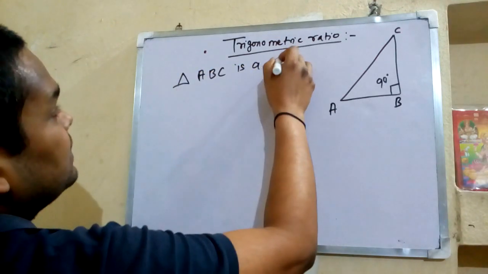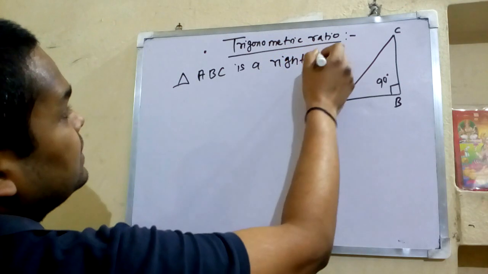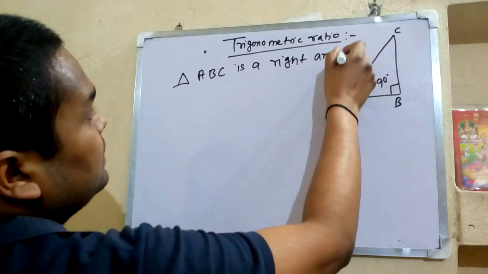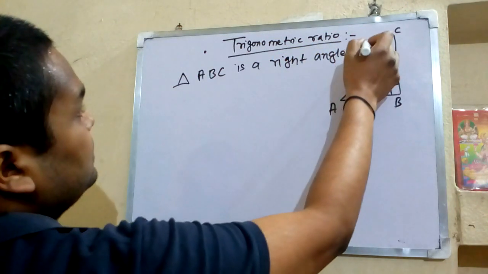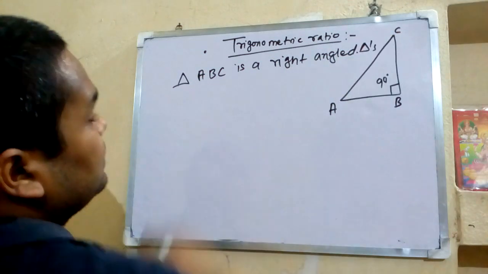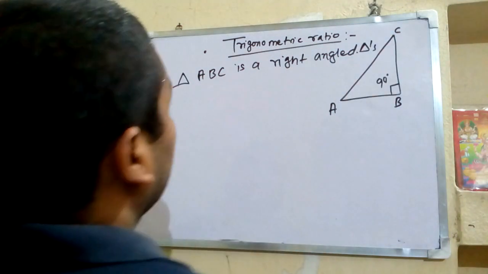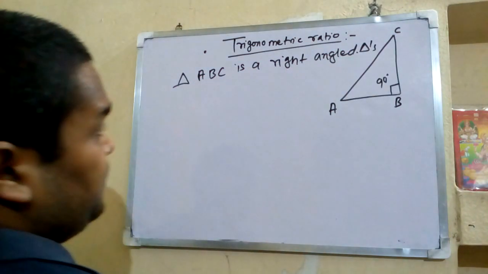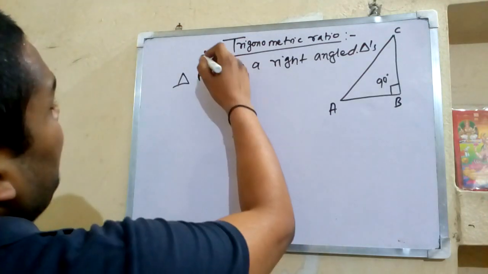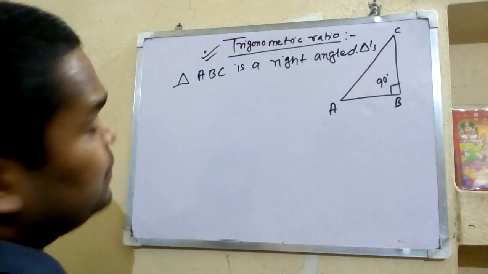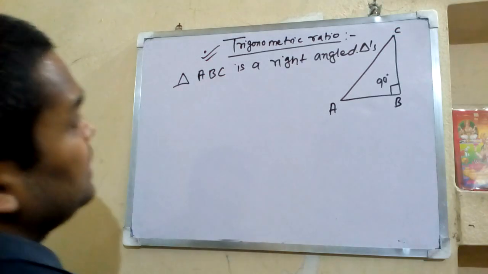ABC is a right angled triangle. My dear student, now we find the ratio, that is the trigonometric ratio.